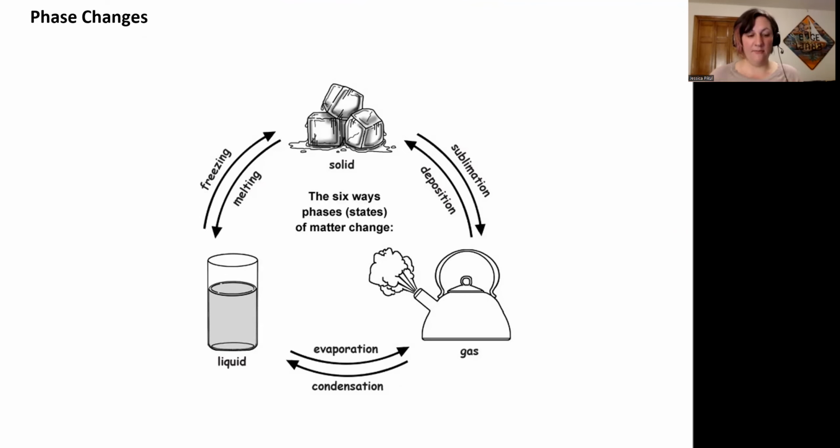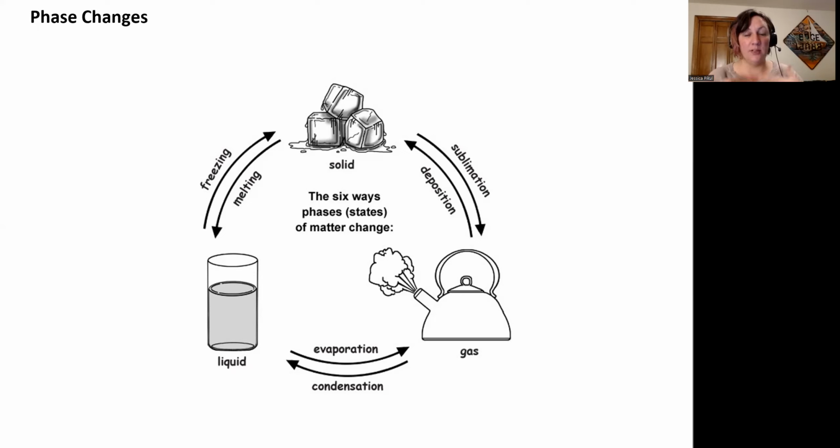We have three states of matter that we're tracking: solid, liquid, and gas. And our matter, our molecules that are compounds, are samples that are just one type of molecule. That's what we're going to be thinking about here. They can transition between these different phases of matter.